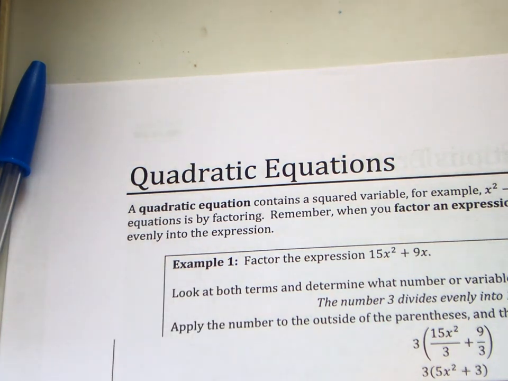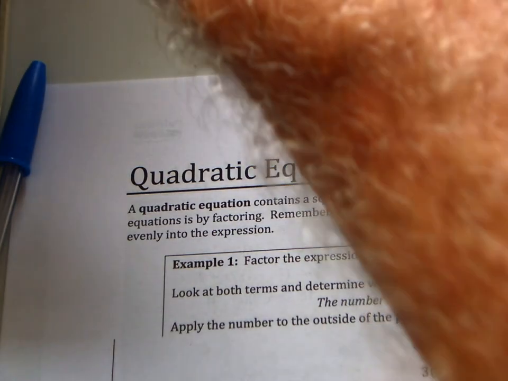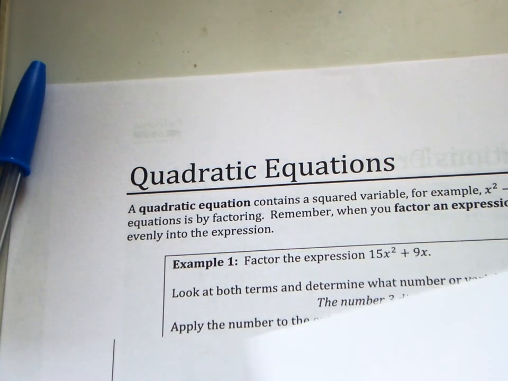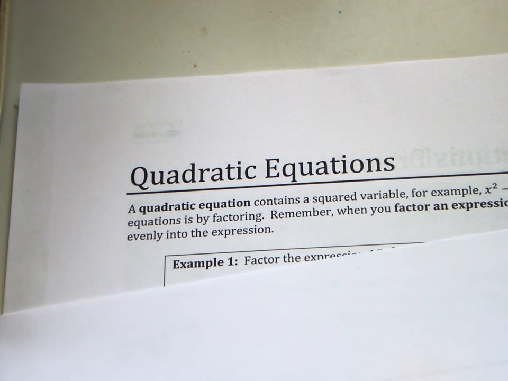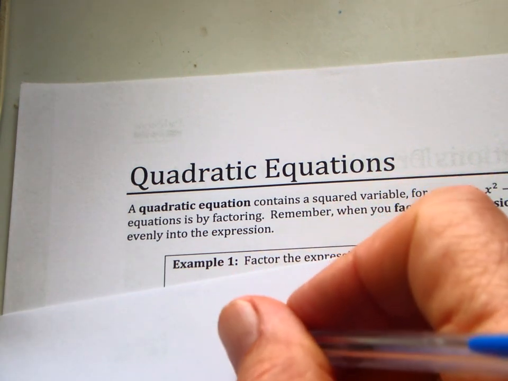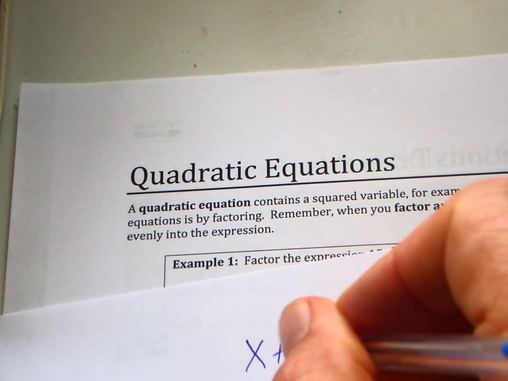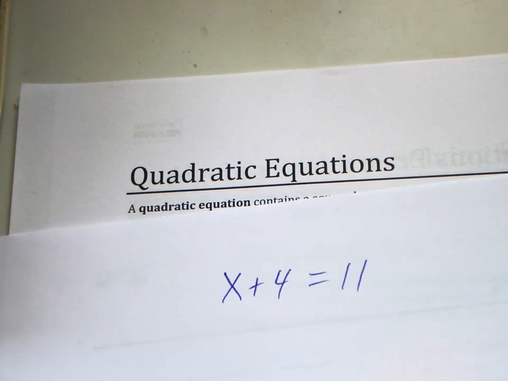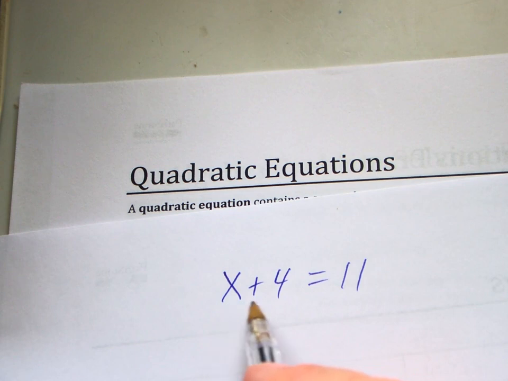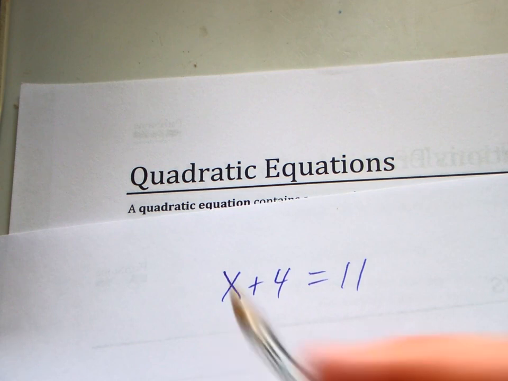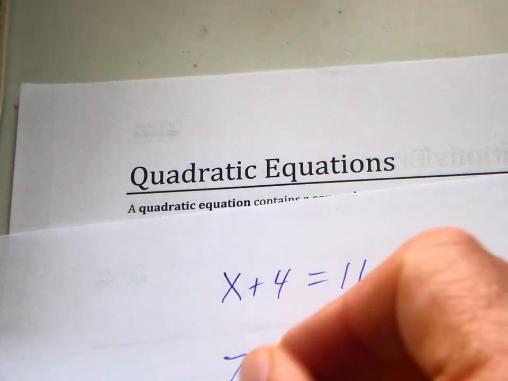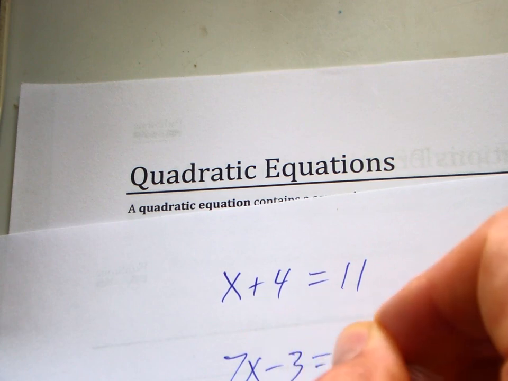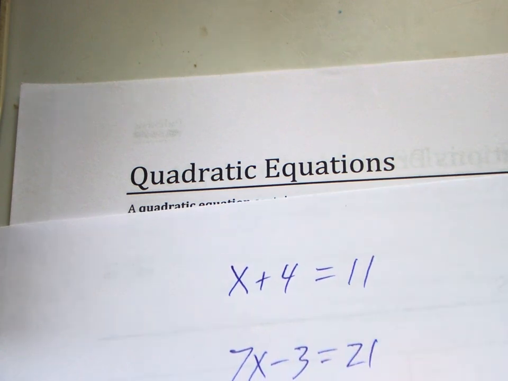So we've been working equations that have an x. Like, for instance, x plus 4 equals 11. Right? So it's got an x in it, just a regular x. Or you could have 7x minus 3 equals 21. And we've been solving this to get what the x must be equal to.